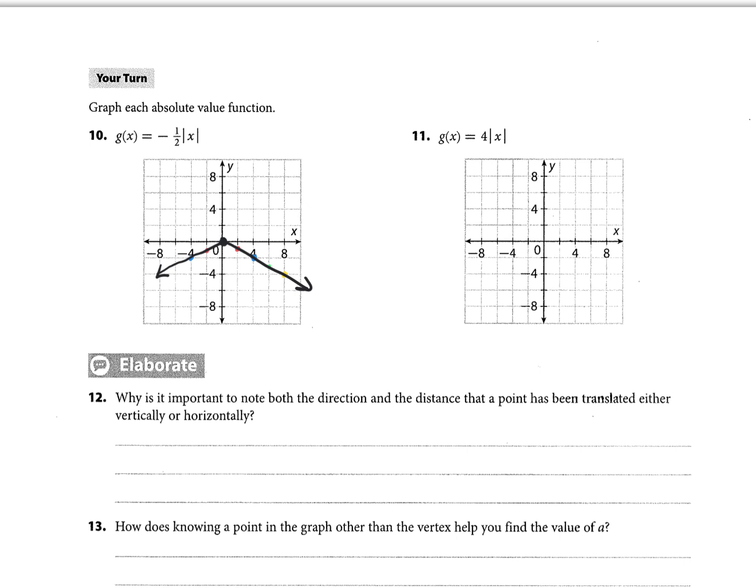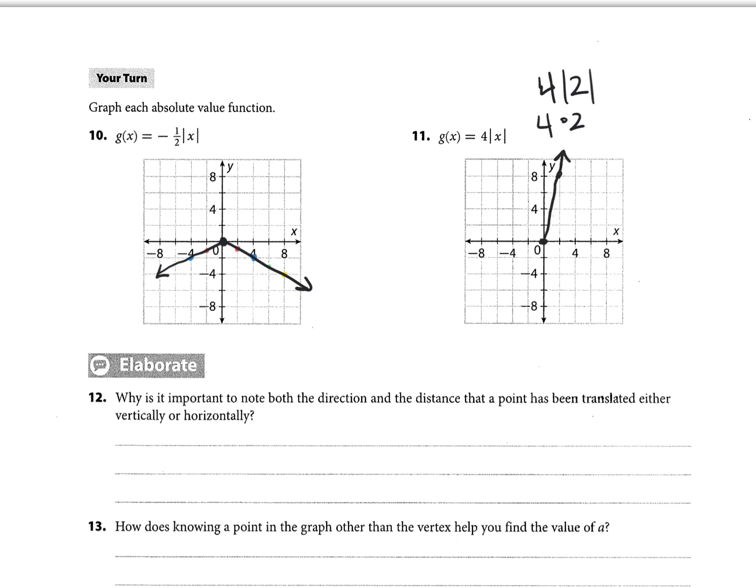All right, now for 11. If I plug in 0, the absolute value of 0 is 0 times 4. 0 times 4 is just 0. If I plugged in 4, the absolute value of 4 is 4, and 4 times 4 is 16, so that's going to be way off our graph. How about 2? 4 times the absolute value of 2. Well, that would be 2. 4 times 2 is 8, so we're going to go over to 2 and up to 8.